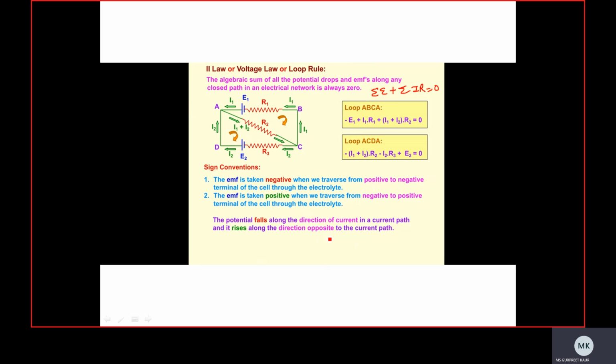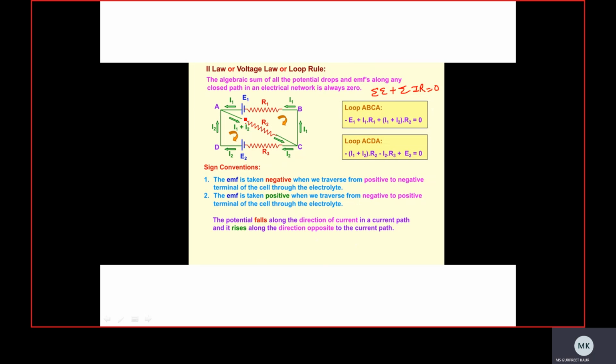See how it will be used. You are traversing the loop ABCA in a clockwise manner. You have encountered a cell E1 and you are moving from the positive to the negative terminal of the cell through the electrolyte. So as per the sign convention, its EMF will be taken as negative. So, minus E1.